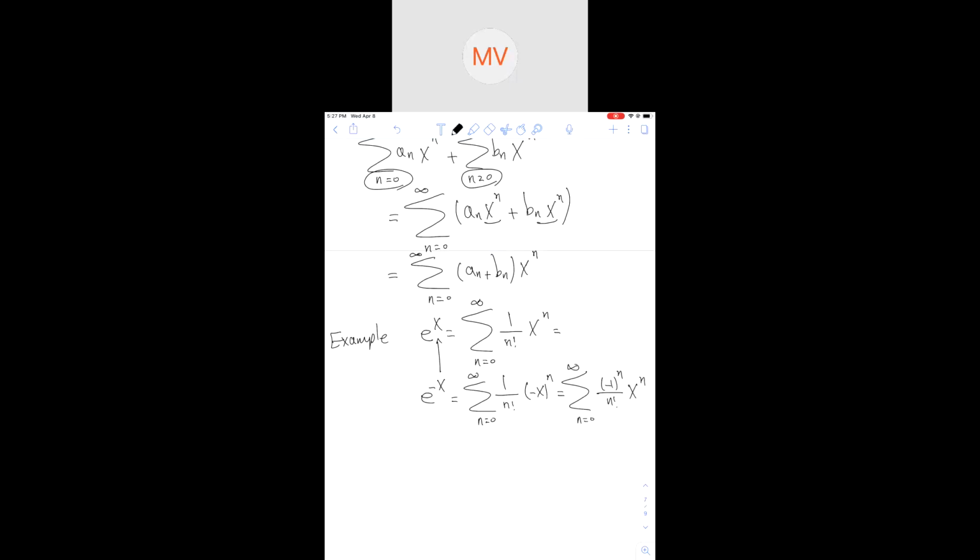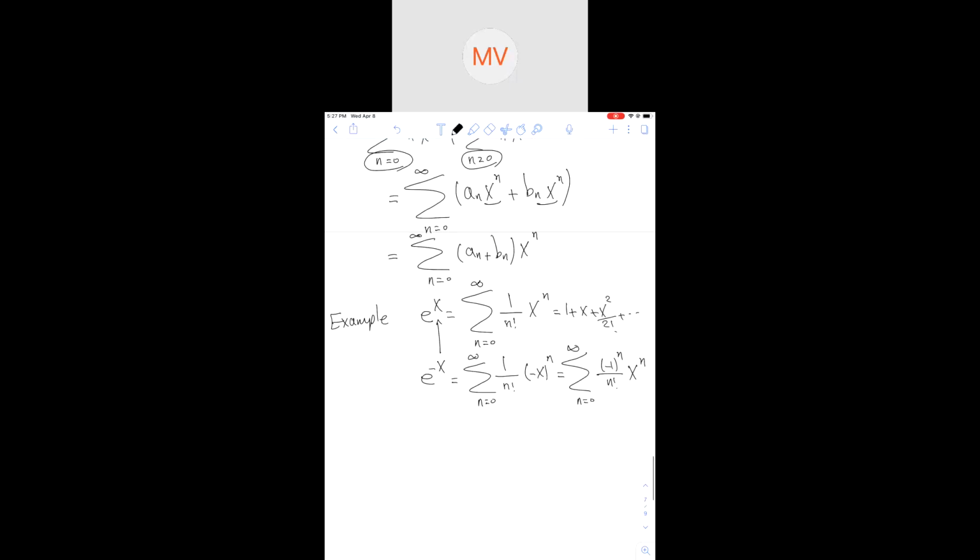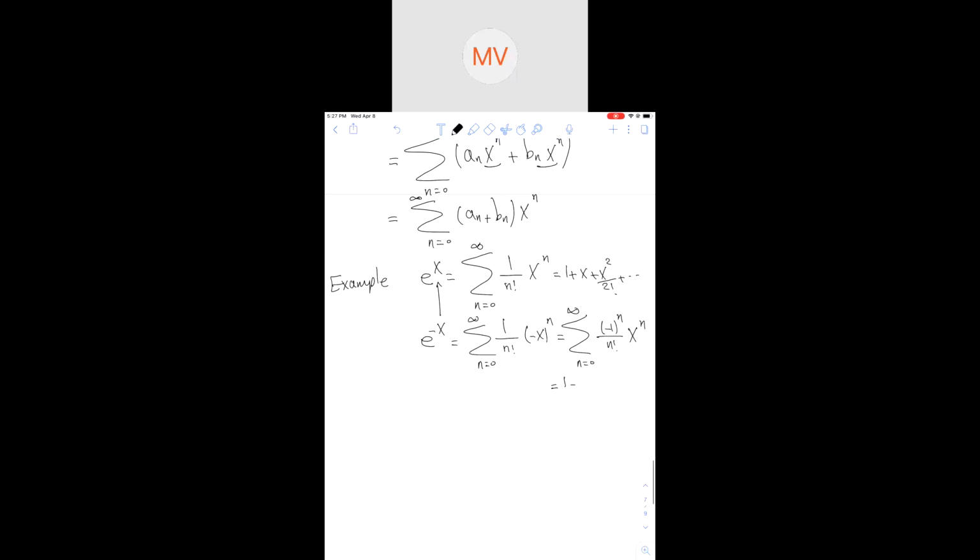In fact, in this one, all the terms are positive, right? You have 1 plus x squared over 2 factorial plus so on. This one alternates. The first one is 1, the next one is negative x, then it's plus x squared over 2 factorial. The next one is minus x cubed over 3 factorial, and so on. Now let's add them.